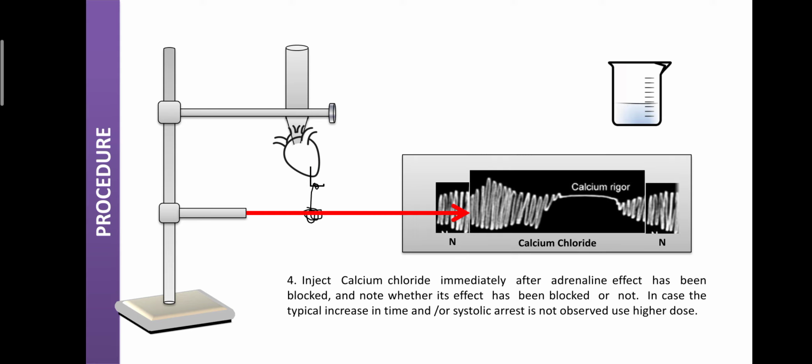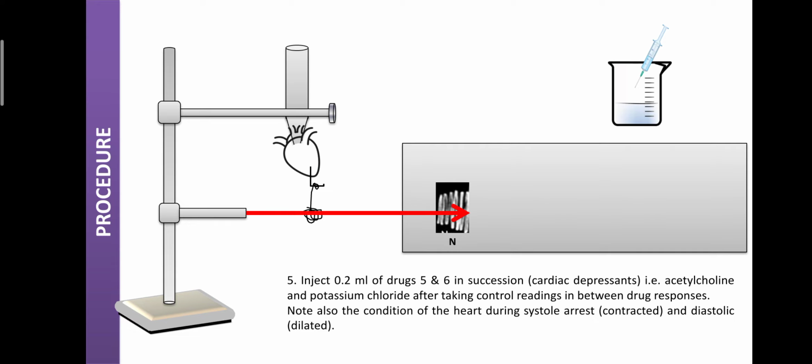Okay, so that can be confirmed by immediate administration of calcium chloride. Then after that, wait for 15 minutes, then wash, then record the normal response. After this, inject 0.2 ml of drugs belonging to the cardiac depressants, those that can decrease the performance of the heart, namely acetylcholine and potassium chloride, and then record the responses.